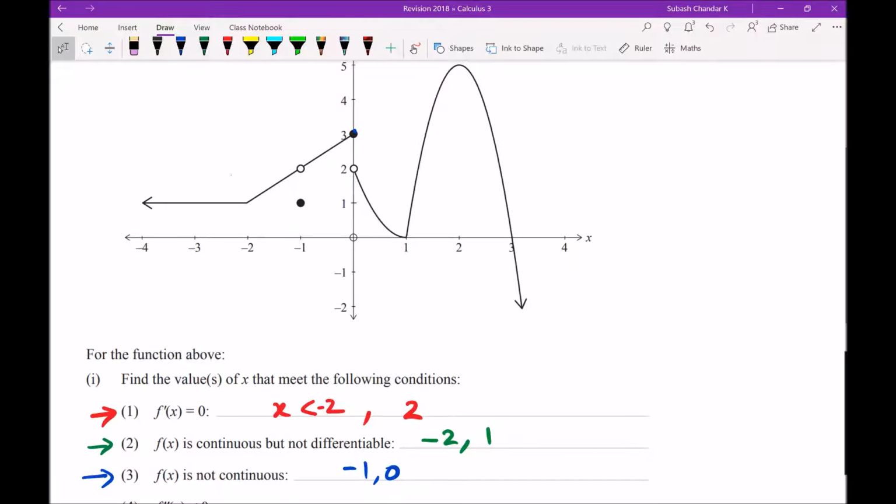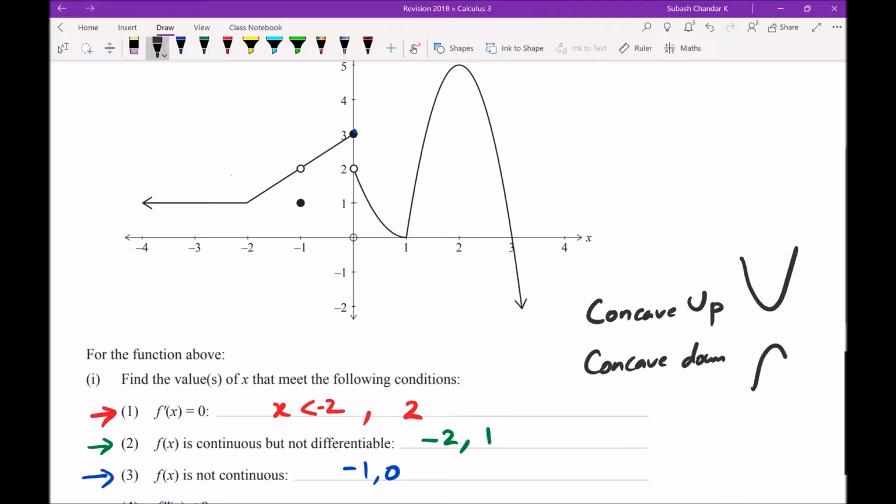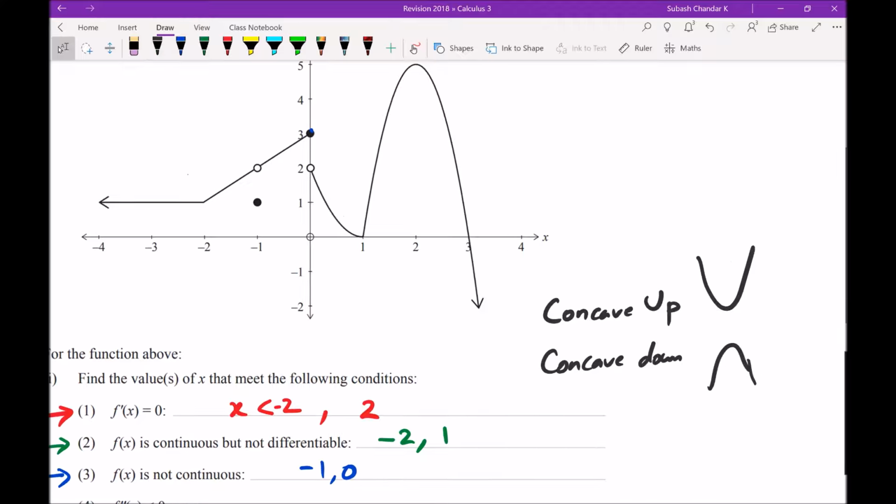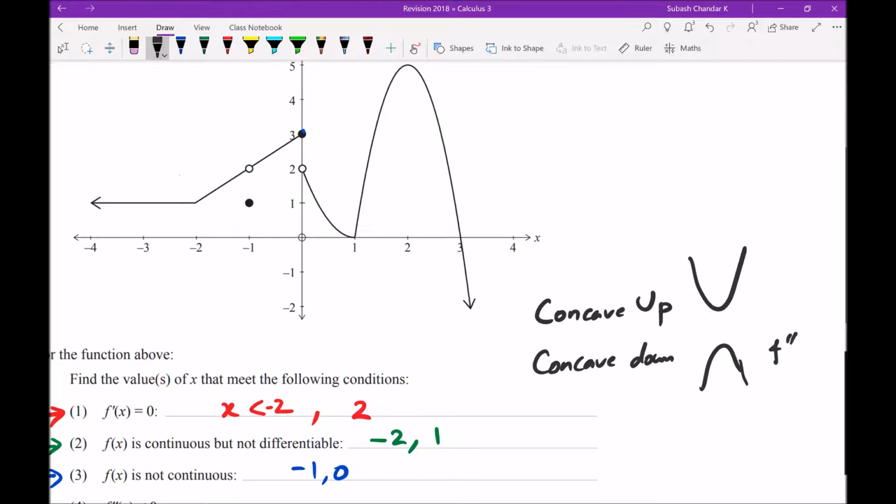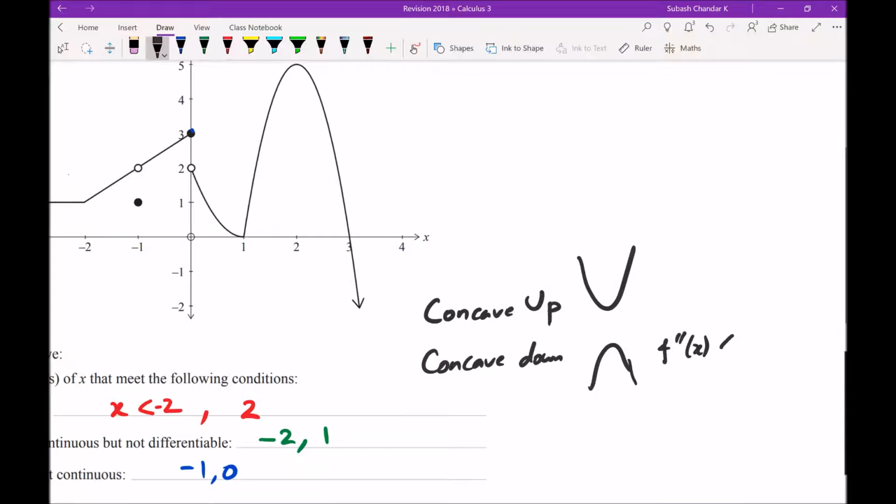Yep, so remember this. The other words that are quite useful: you've got concave up, which generally looks like this. We also have concave down, which looks like this. So in this case, f''(x) is less than 0, and f''(x) is greater than 0.